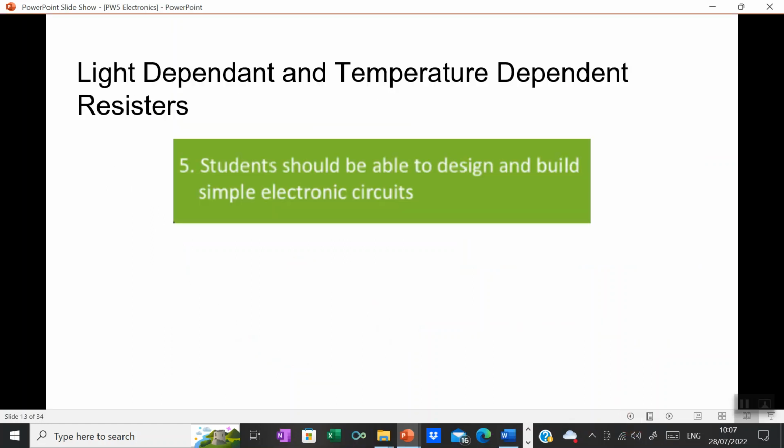Okay, so in this lesson we're going to look at light-dependent and temperature-dependent resistors. And we're going to look at how to draw diagrams of electrical circuits. So we're going to go into this in a little bit of detail. And in this whole section of learning, students should be able to design and build simple electronic circuits. That's what we're working towards and building up.